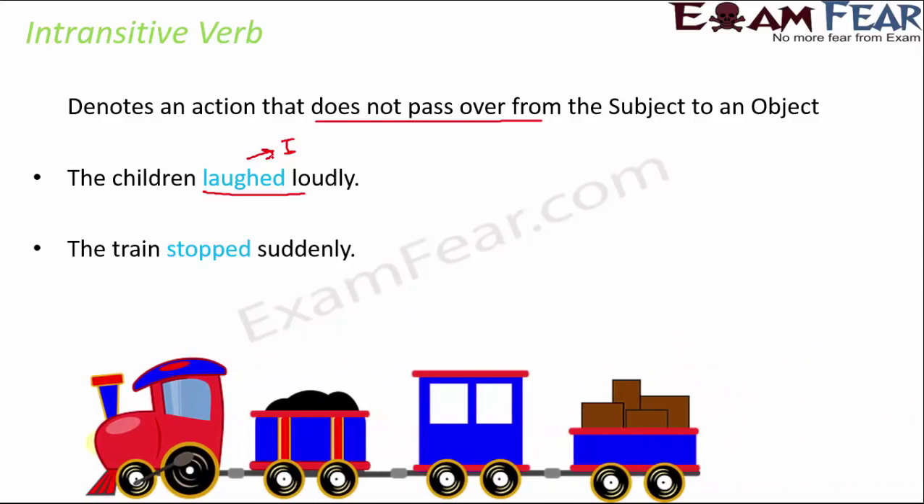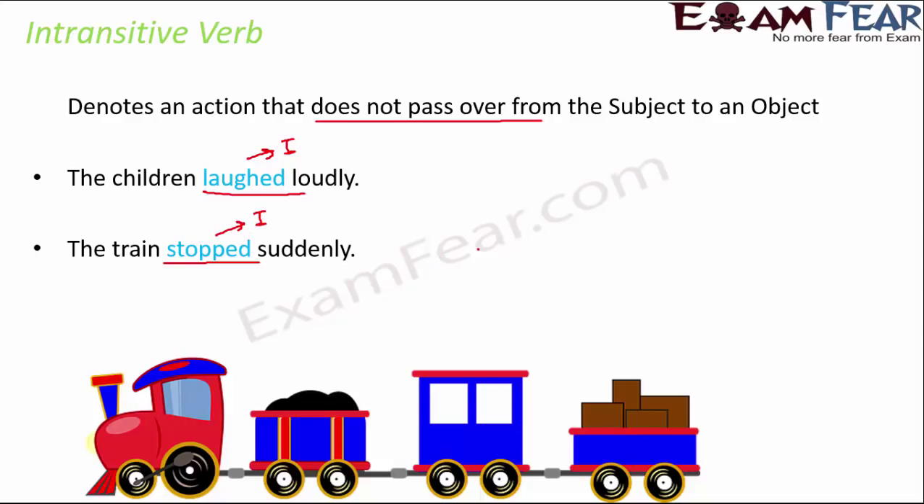The train stopped suddenly. Now the stopped here is the verb, but again, do we have an object? Let's ask the same questions. The train stopped what? No answer. The train stopped whom? No answer. So here suddenly is again just a word which tells how did the train stop. So here stopped is again an intransitive verb.